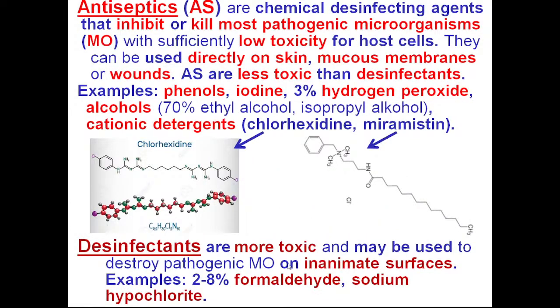Here we see some examples of antiseptics that are non-selective. These are chemical disinfecting agents that inhibit or kill most pathogenic microbes with not so high toxicity for the host cell. Because this toxicity is controlled, it can be applied directly on the skin, mucous membranes, or wounds. Antiseptics are comparatively less toxic than disinfectants. That's a similar category of agents without selective toxicity, but disinfectants are much more toxic, so they are usually used to destroy pathogens on inanimate objects.